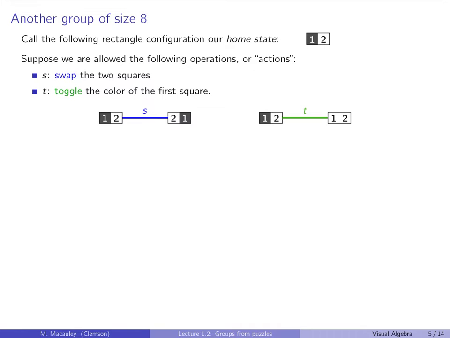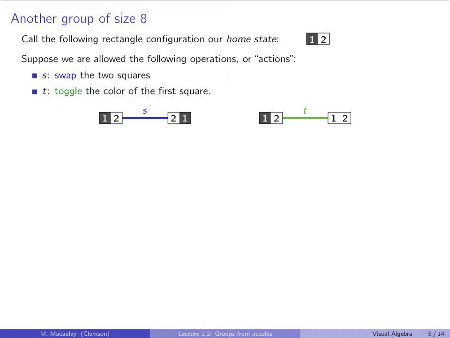Here is another group of size 8, and this will get us into the notion of puzzles and games. Consider the following rectangle configuration, consisting of a black 1 and a white 2. I'm going to call it that, even though the actual color of the text is switched from that. We'll call this our home state.